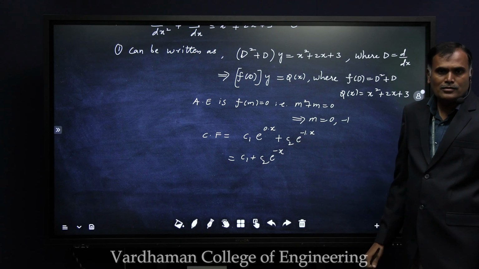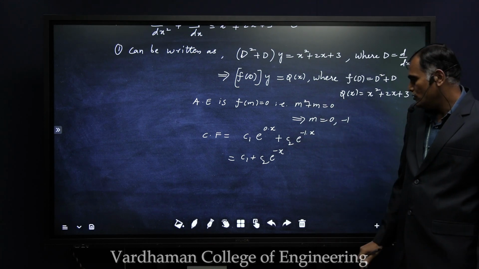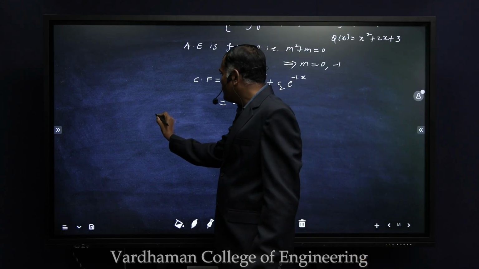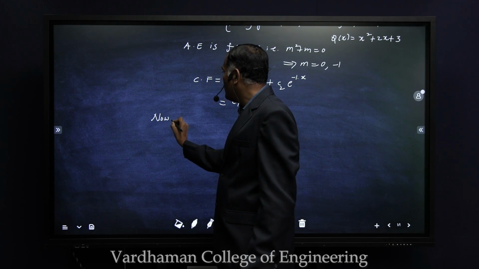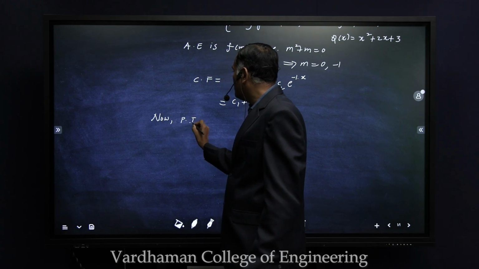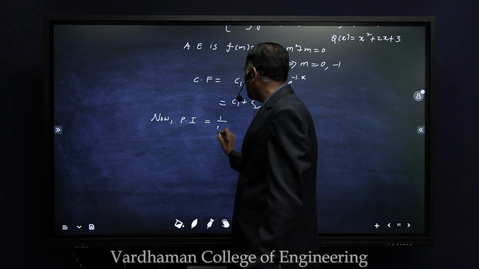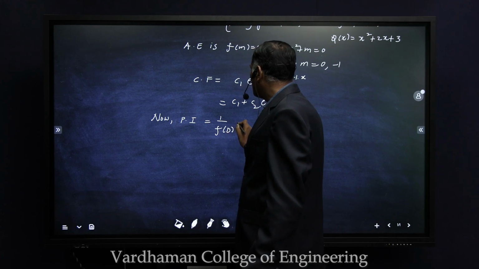Now let us discuss the particular integral of this problem. The particular integral is given by PI equals 1 by f of D into q.